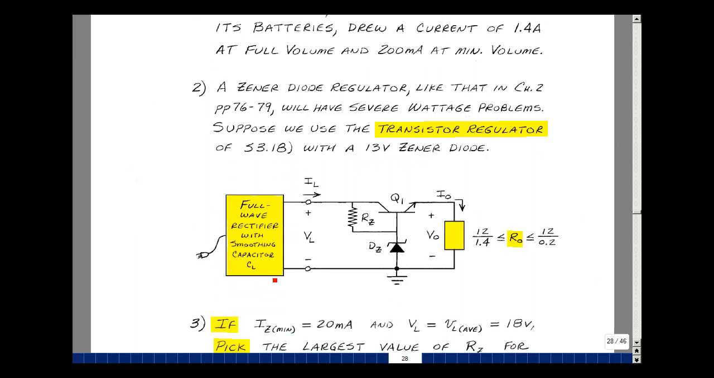Here's our full-wave rectified power supply with a smoothing capacitor. In place of the load now, we're going to put this transistor regulator we had in the previous supplemental problem with our stereo as a load. We drew this a little bit differently, and there's a couple different ways of drawing this particular regulator. I want to show you those two in these two supplemental problems. And then our load effectively is going from this resistance to this resistance.